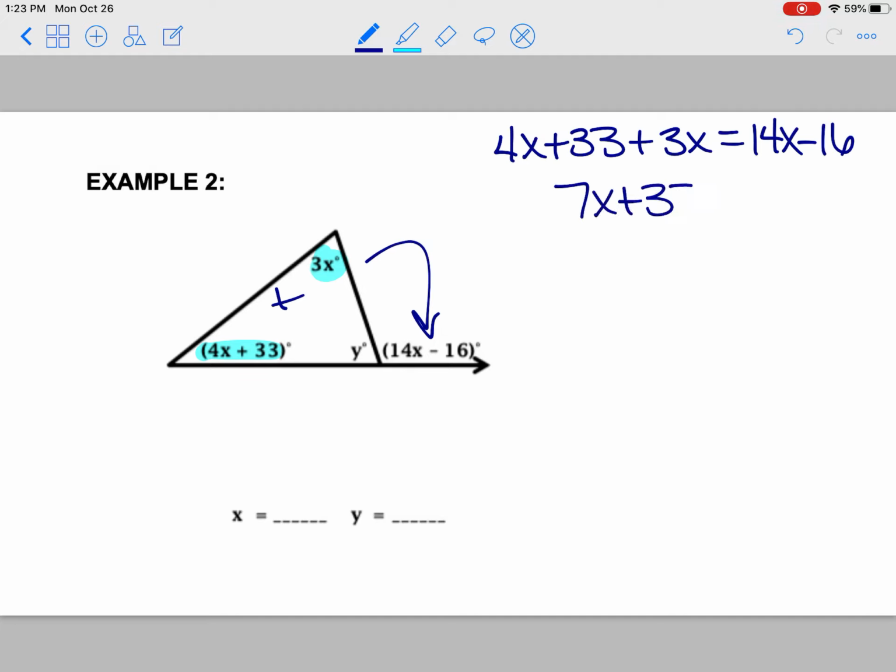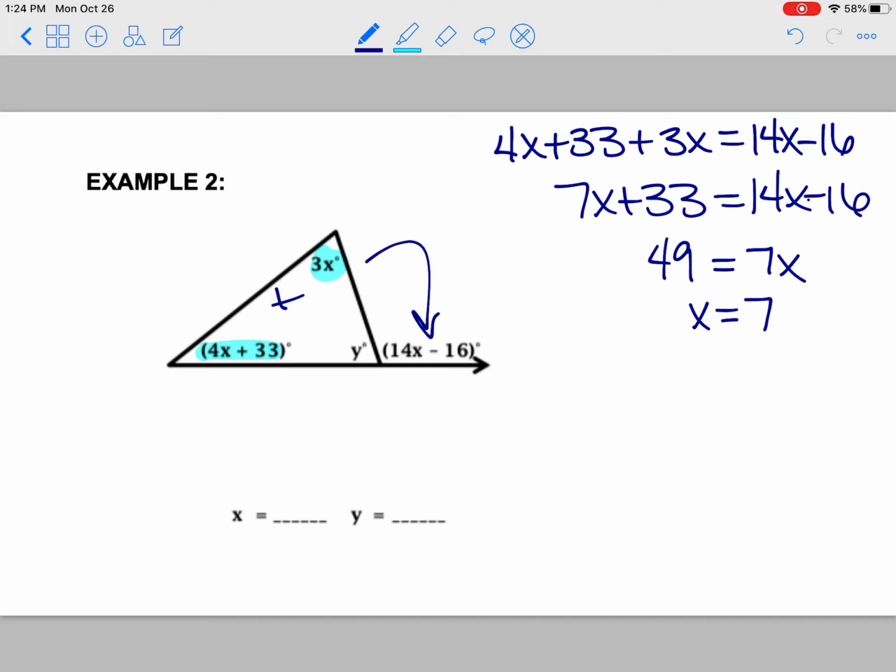So combine your like terms. 7x plus 33 equals 14x minus 16. Combine like terms, subtract 7x over, that gives me 7x. Add 16, that gives me 49. Divide by 7, and x equals 7.